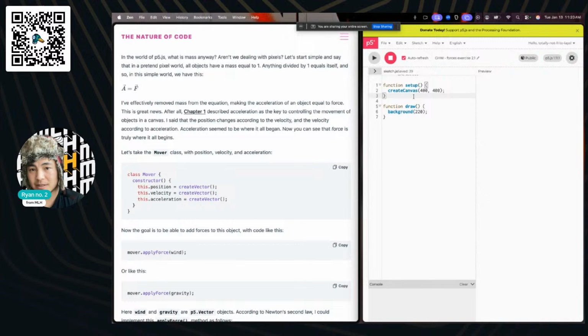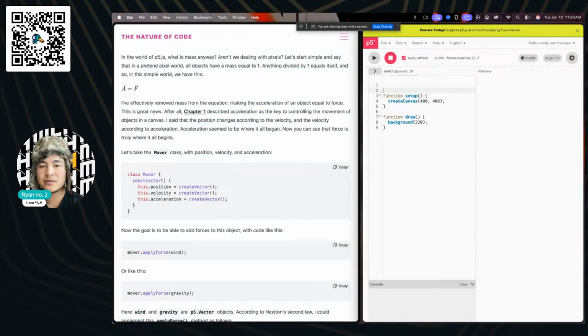Basically, setup is a function that runs once at the very beginning, and draw is a function that runs every frame. So this thing runs all the time, and this thing only runs once. If we want to create something that is animated, we will probably want to put it under draw. But if we want something that just runs once, then we'll want to put it under setup.